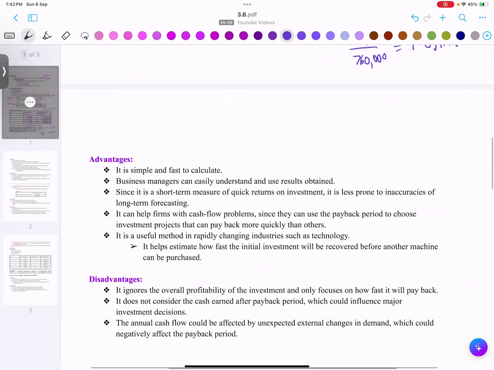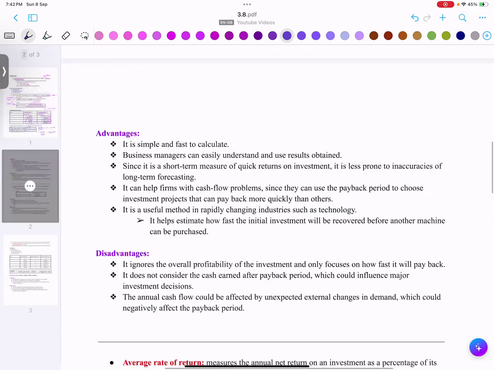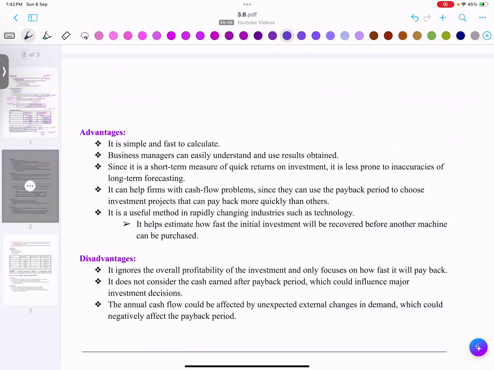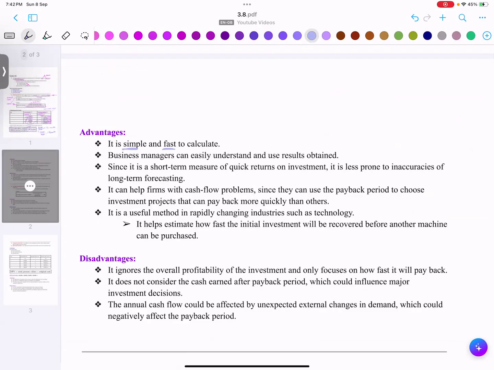So, the advantages of payback period. What are they? It's easy. It's simple and fast to calculate, so it's non-time consuming. Business managers can easily understand and use the results obtained, so it's easy to understand. Again, that's nothing for non-time consuming. It doesn't require much skill.